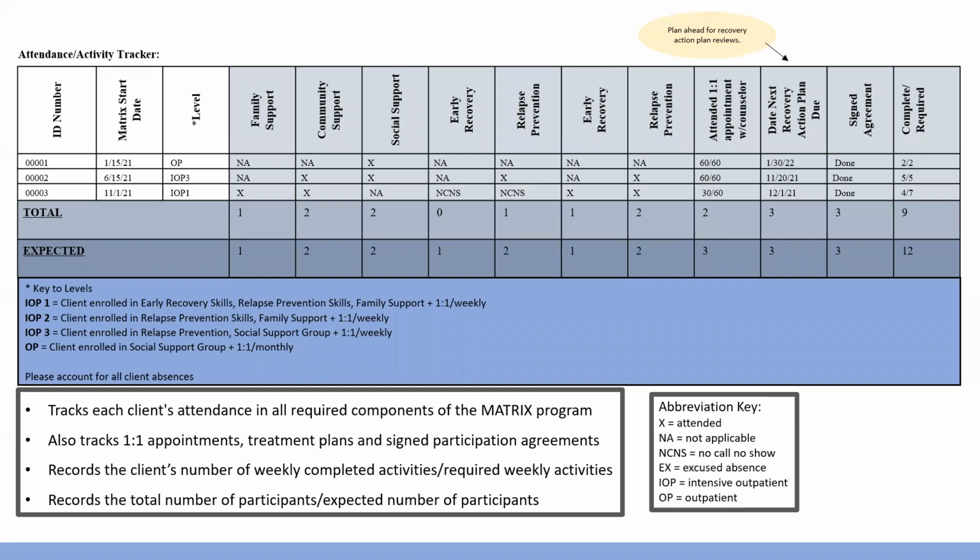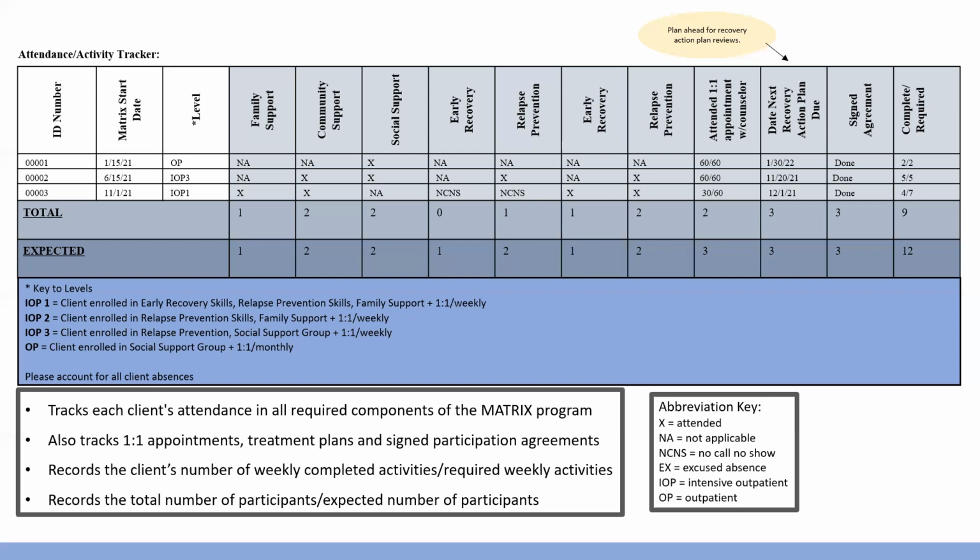The attendance and activity tracker provides you with a weekly snapshot of each client's participation in group activities and indicates whether they received their weekly 60-minute one-on-one counseling session. We know that sometimes it is hard to conduct a full 60-minute session, especially for clients who are going through withdrawal or may still be using. You may need to do 2 30-minute sessions to start with. This section also tracks when the next recovery action plan review is due to help counselors plan ahead.